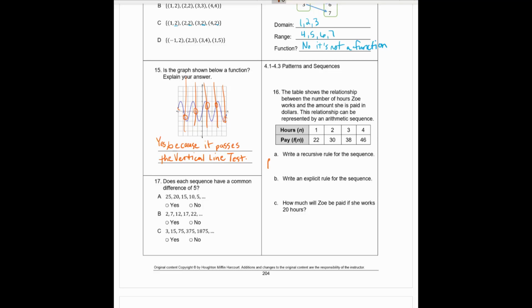The recursive rule, we always have to say what the first term is. So f of 1 equals 22. We always have to include that part. And then separate from that, we're going to write the actual rule for the rest of it. So f of n, which is a general number, is going to equal f of n minus 1. Remember, this part is talking about the previous term. So if I want to figure out how to get to 30, I have to think about what I'm adding from 22 to get to 30, which is 8.